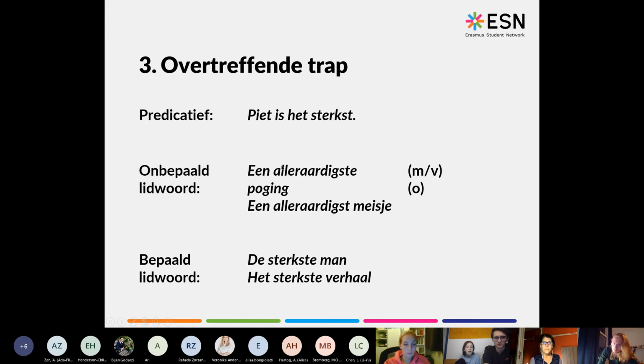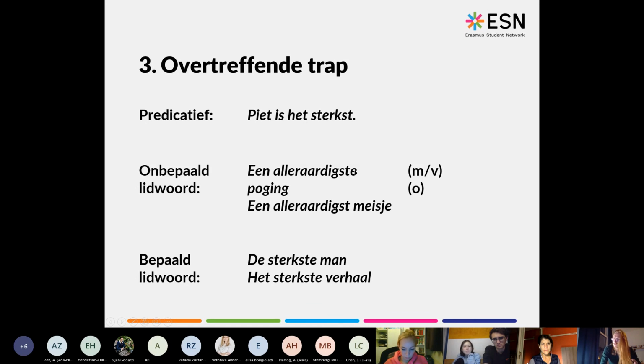Often it's really uncommon to see the superlative, overtreffende trap, in combination with een. You almost never see it, because usually if something is the somethingest, it's a definite thing. There's not like, oh yeah, one of the best things. No, it's the best thing. So you rarely see this. This is a sort of construed example. Alleraardigst means something like very nice. And this is just how the word looks.